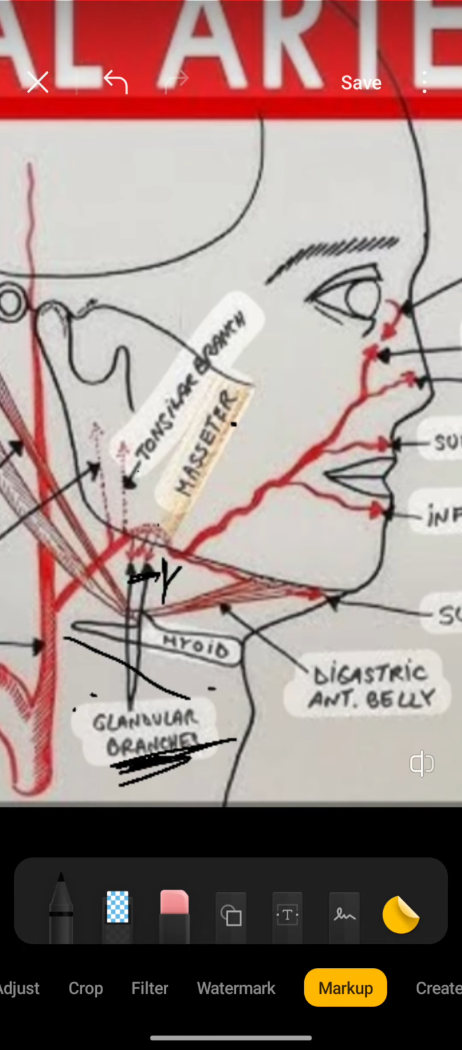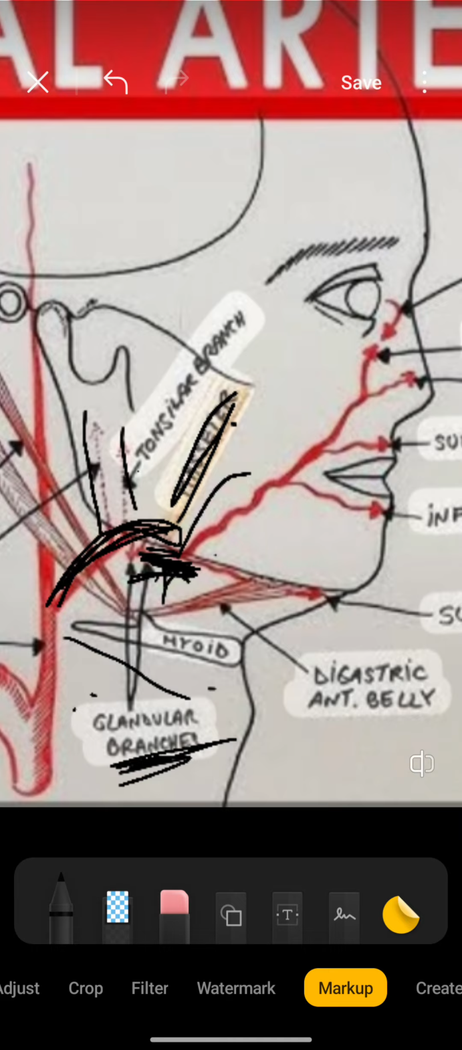Next, the facial part begins at the anterior inferior angle of the masseter. This is the masseter muscle. Anteriorly and inferiorly the facial part arises. This is the cervical part from which the four branches arise: ascending palatine, tonsillar, glandular and submental. Clear?